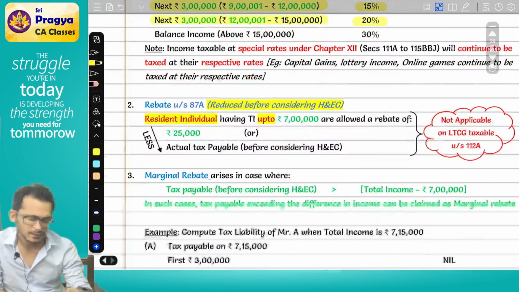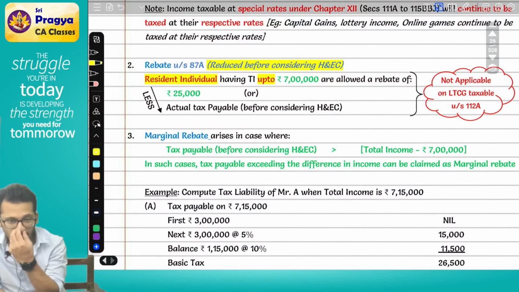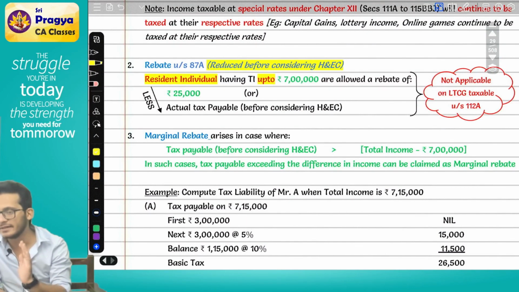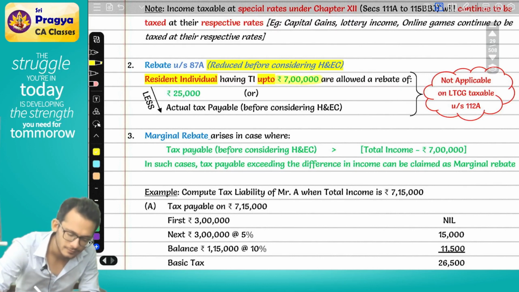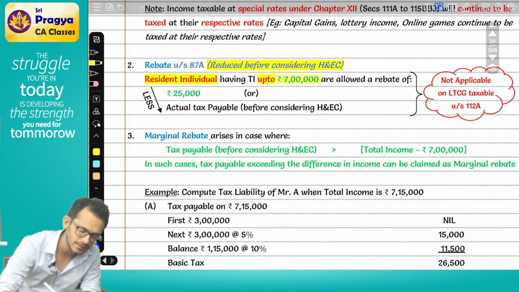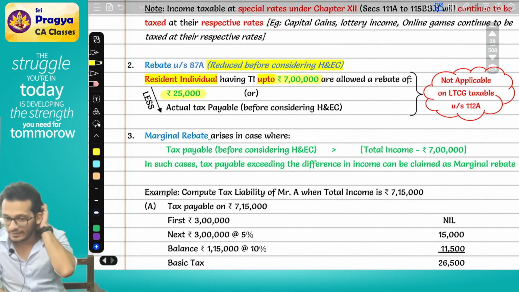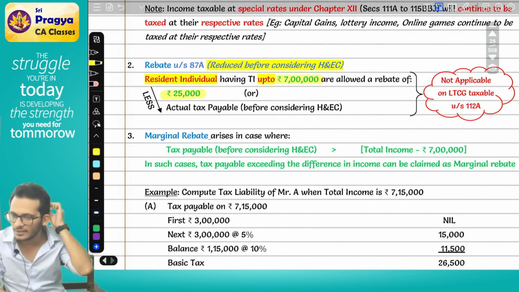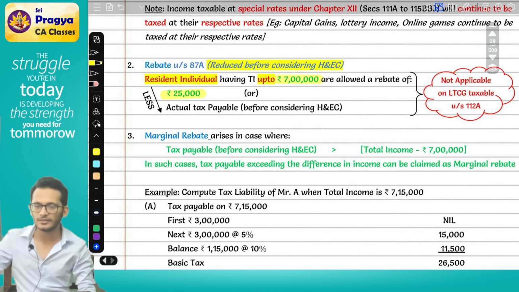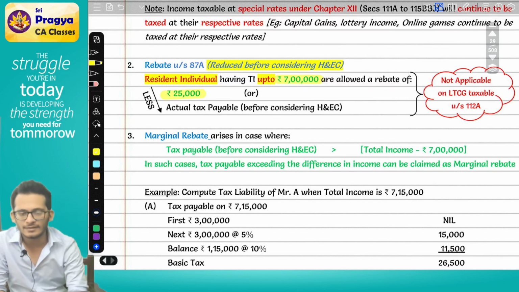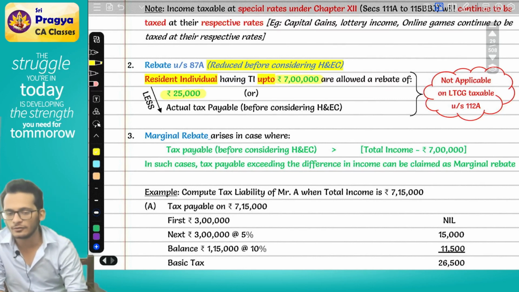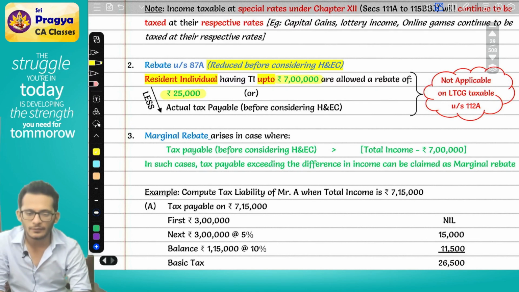Yes. Then if you come to the rebate part, I told you rebate is normally there. The numbers have changed, so please highlight the 7 lakhs and the 25,000. I am assuming you are using your highlighter pen, because there are some other highlights also. Please don't mix it up. Only use your highlighter pen. It is 7 lakhs and 25,000.